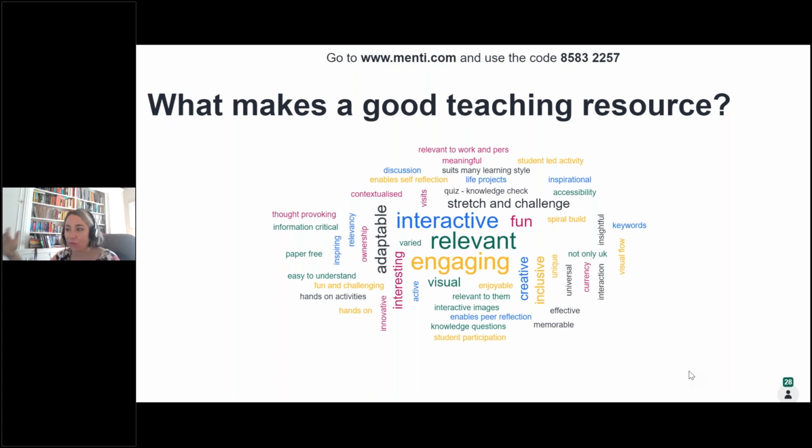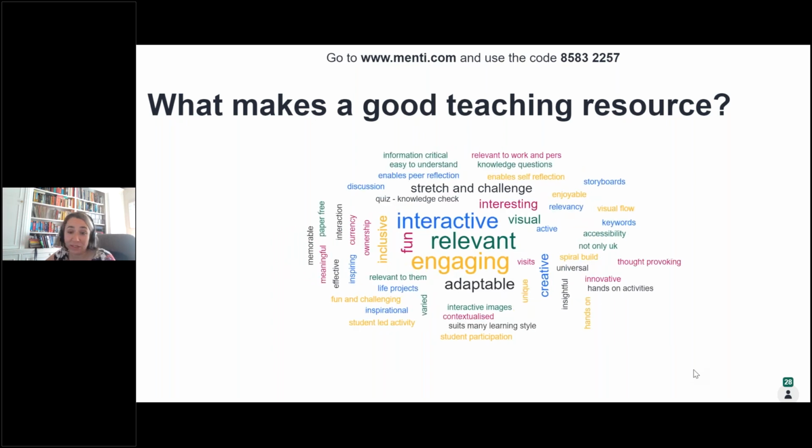Yes, we want them to be interactive, we want them to be relevant, we want them to be fun and engaging, we need them to be inclusive and accessible. And we also need to make sure that they've got a sound science basis behind them, because there's a lot of disinformation out there. Yeah, unfortunately. So I'm going to move on again.